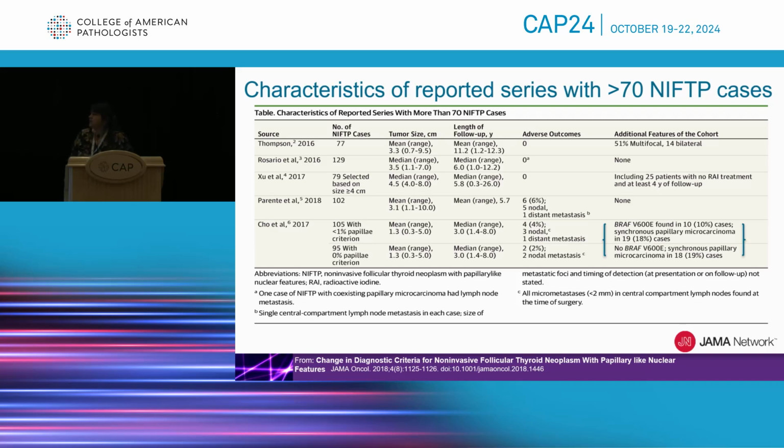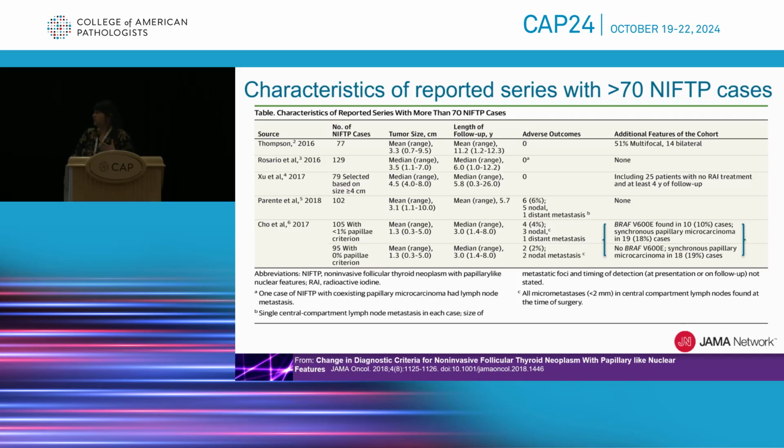These adverse outcomes included metastasis to regional lymph nodes in the central compartment, either at the time of the surgery or subsequent. And when we look at the literature, usually these metastatic foci were very small, less than 2 millimeters in size. Also, in the last column, in the additional features, you might notice that in the cases where we had adverse events with the microscopic nodal metastasis, there were also cases, up to 10% of the cases of NIFT-P, that bear BRAF V600E mutation. So that is something else to keep in mind.